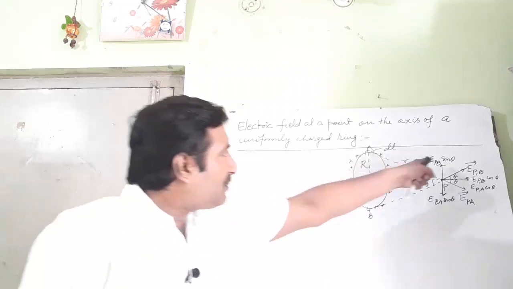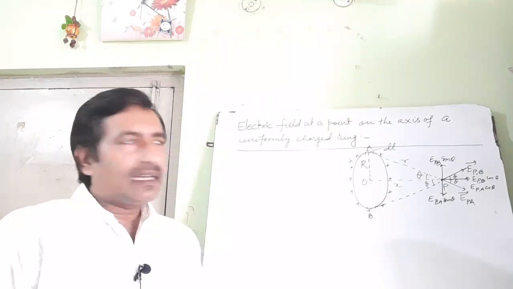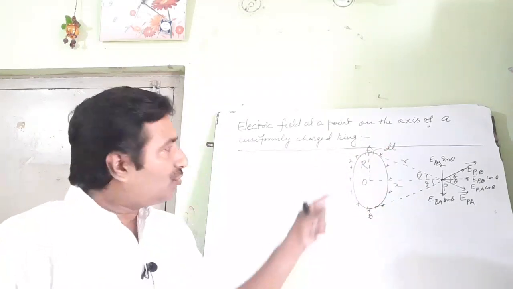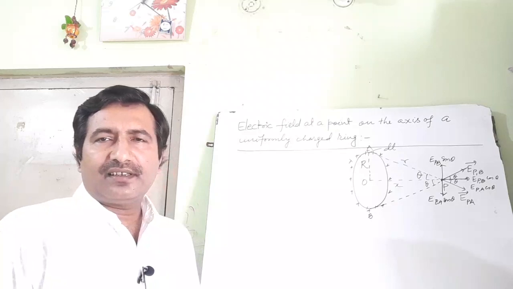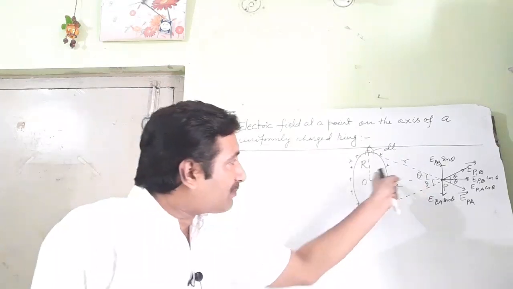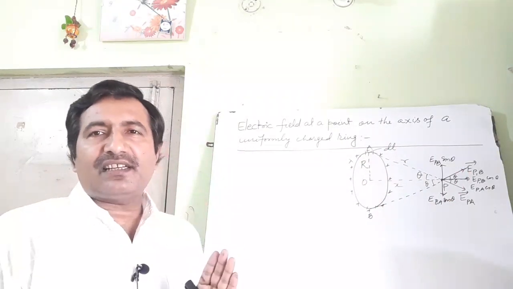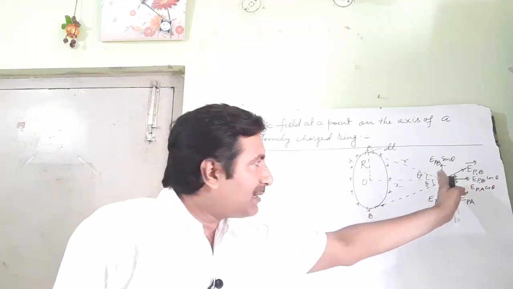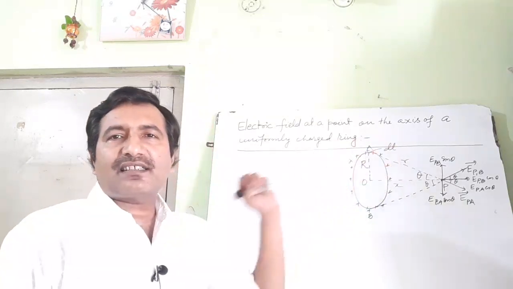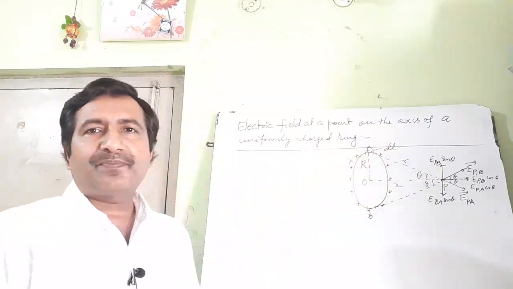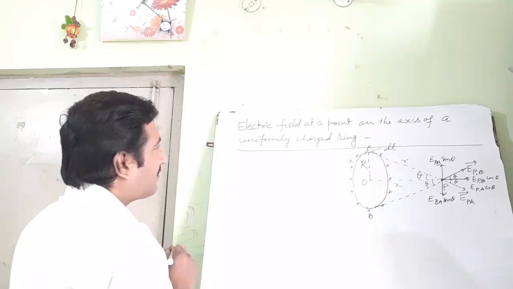So EPB sin theta and EPA sin theta will cancel out. Similarly, the components of the electric field due to all the elements constituting the ring along the direction perpendicular to the axis will cancel out. Hence, the net field will always be along the axis. It will be away from the ring if the charge distribution is positive. If the charge distribution is negative, it will be towards the ring. So let us calculate EPA and EPB first.